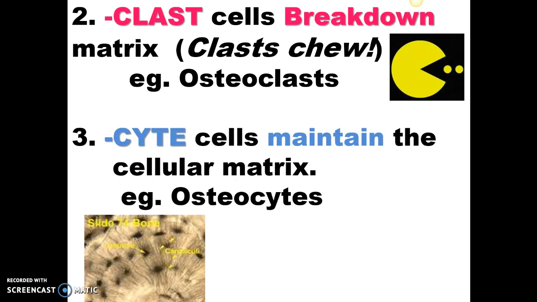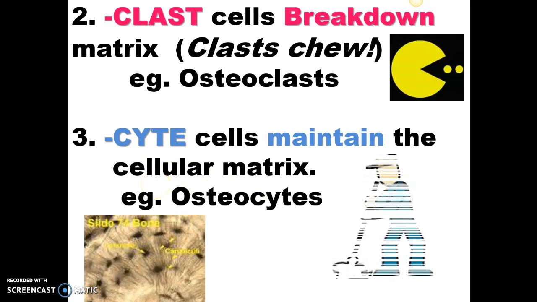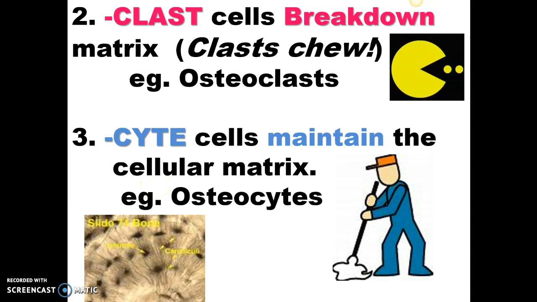Cyte means it just maintains. When an osteoblast has built bone around it, it is locked in its little lacuna, or little hole there. Now it's an osteocyte, and it just maintains its little home there. He's maintaining it. He's keeping it clean.